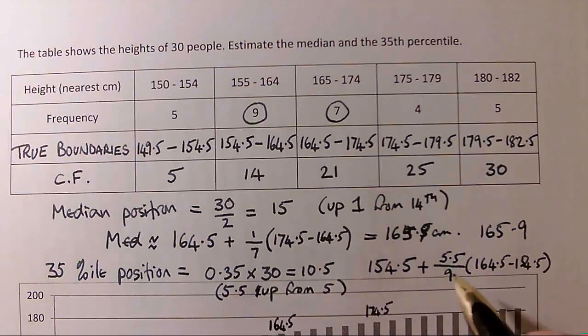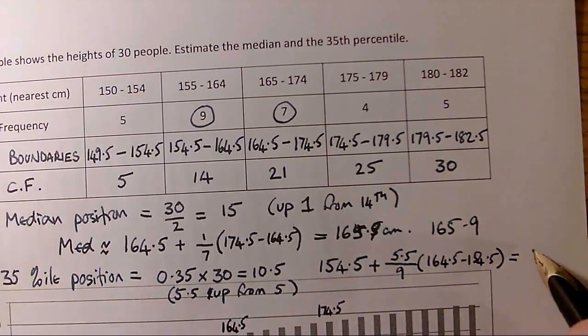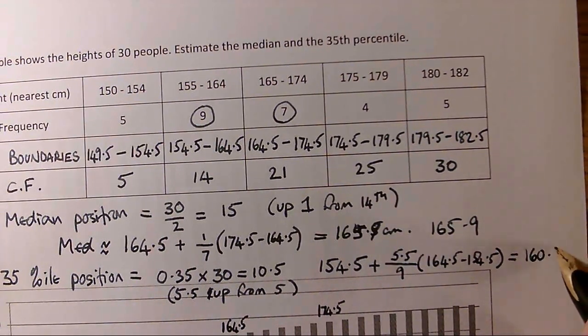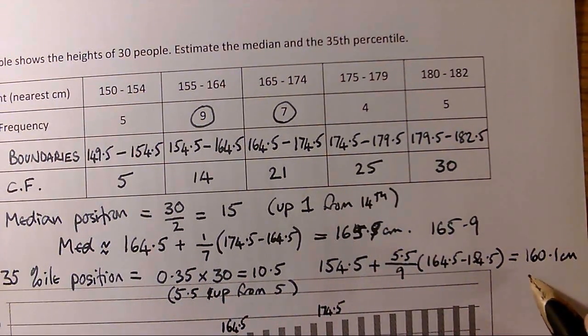So all you then have to do is enter this calculation into your calculator. And I make that 160.1 centimetres. So that's what I'm going to state as my 35th percentile.